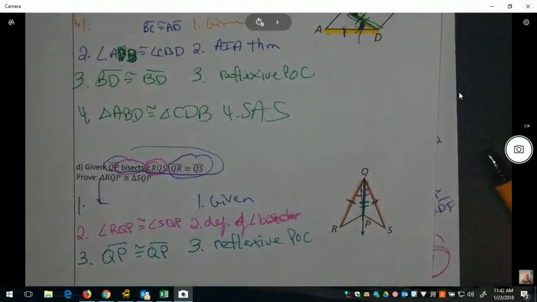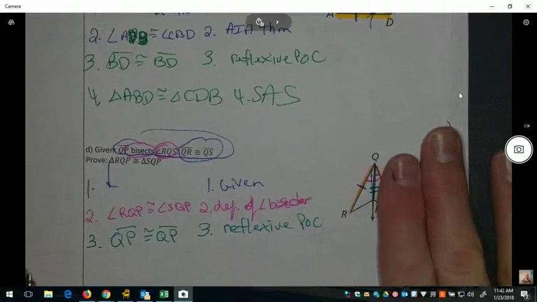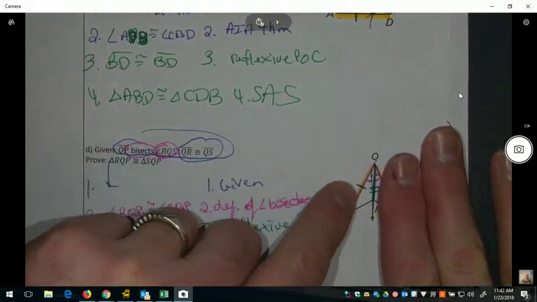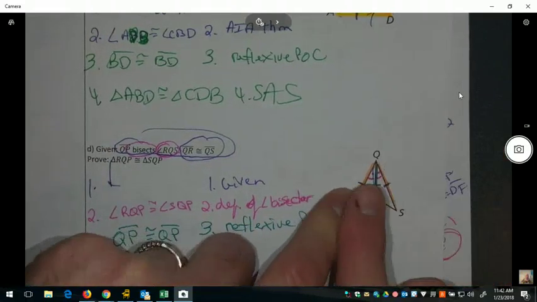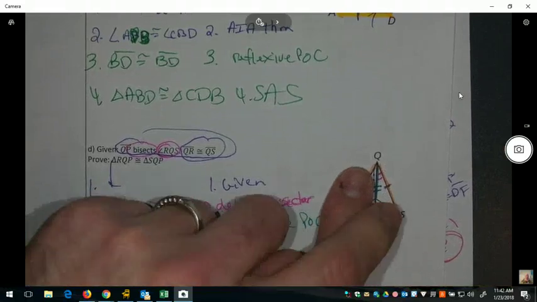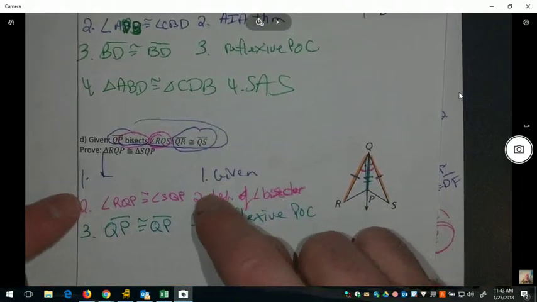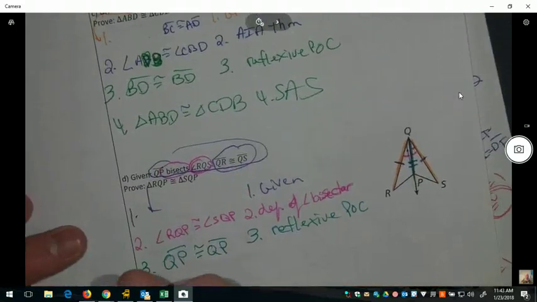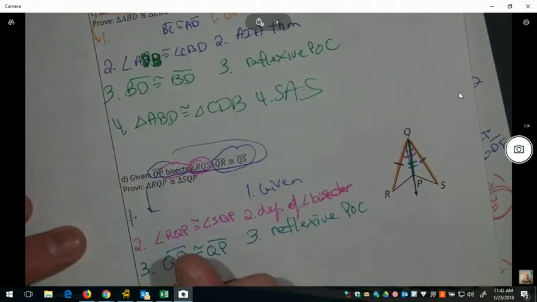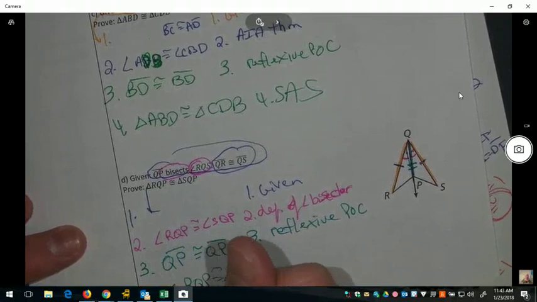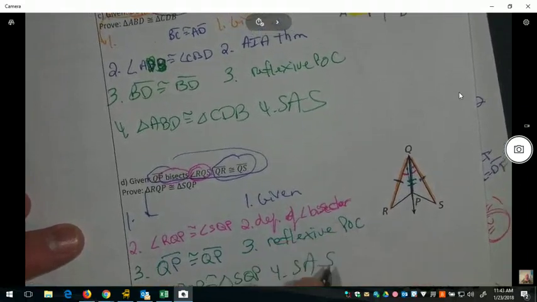And so if I look at the triangle on the left side, I've got an angle sandwiched between two marked sides. On the right side, an angle sandwiched between two marked sides. Those sides are recorded as congruent, so is the angle. So triangle RQP is congruent to triangle SQP by side, angle, side.